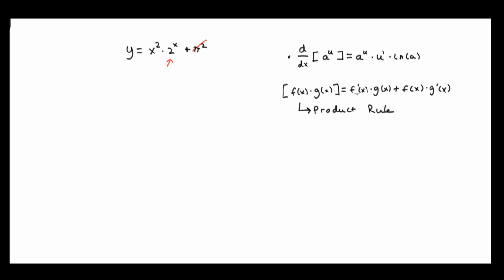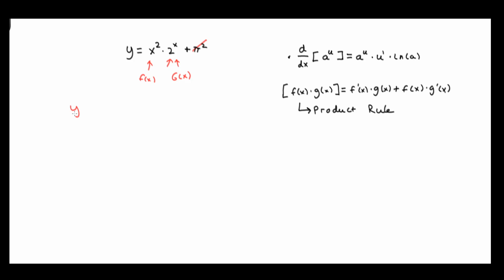So here's our product rule, and that's just the derivative of one function multiplied by the other function plus the function multiplied by the derivative of the other function. So in this case, we have x squared could be considered our f of x, and 2 to the x power can be considered our g of x.